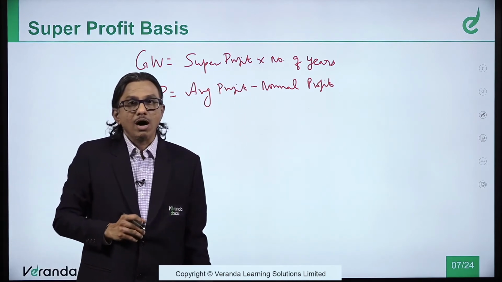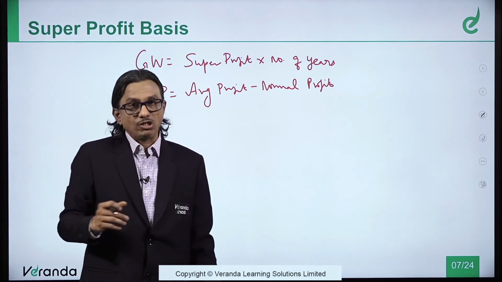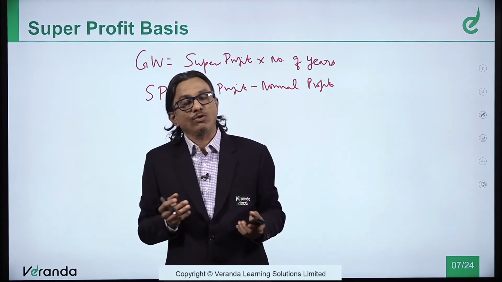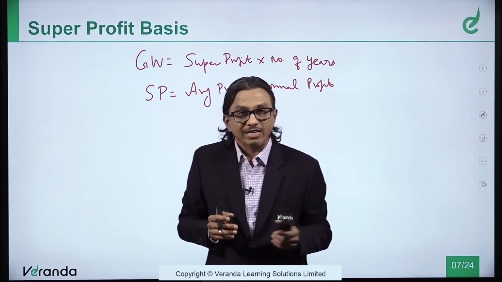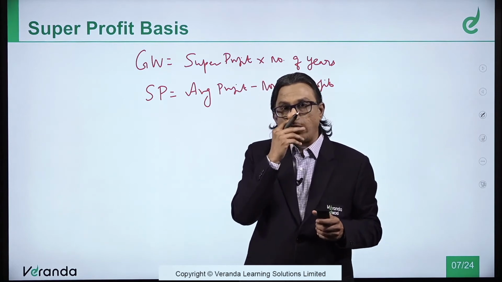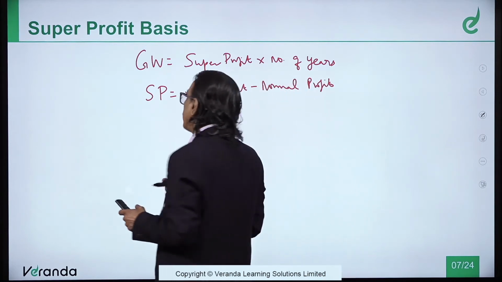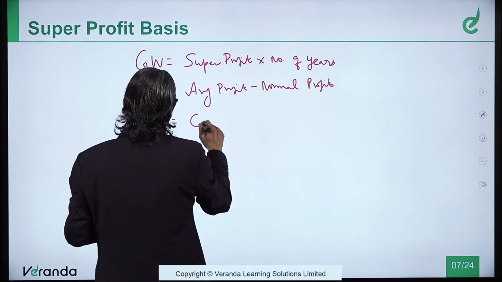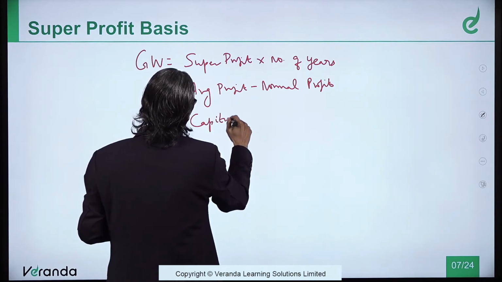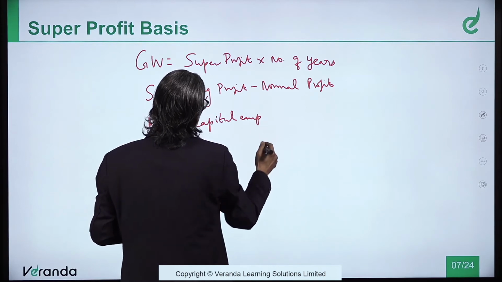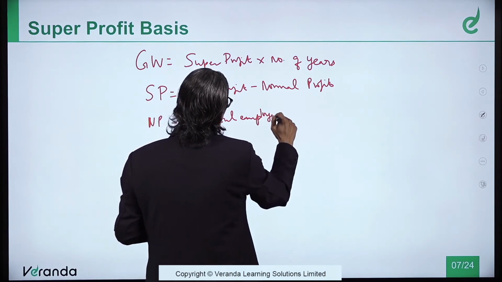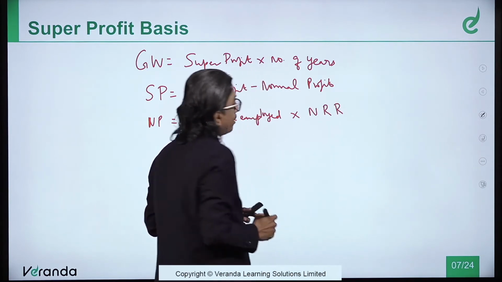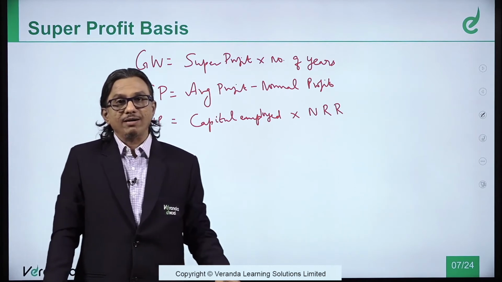You know how to calculate average profit. Just now we have seen either simple average or weighted average. Based on the last 4 years of profit, we know how to calculate average profit. So, first calculate that. But how to calculate normal profit? Normal profit is equal to capital employed into normal rate of return, NRR, normal rate of return.